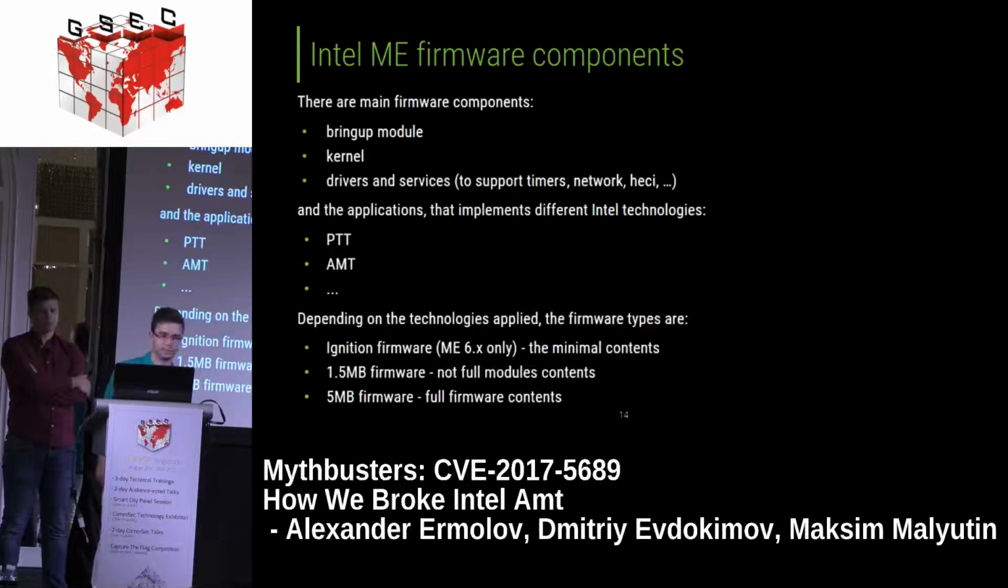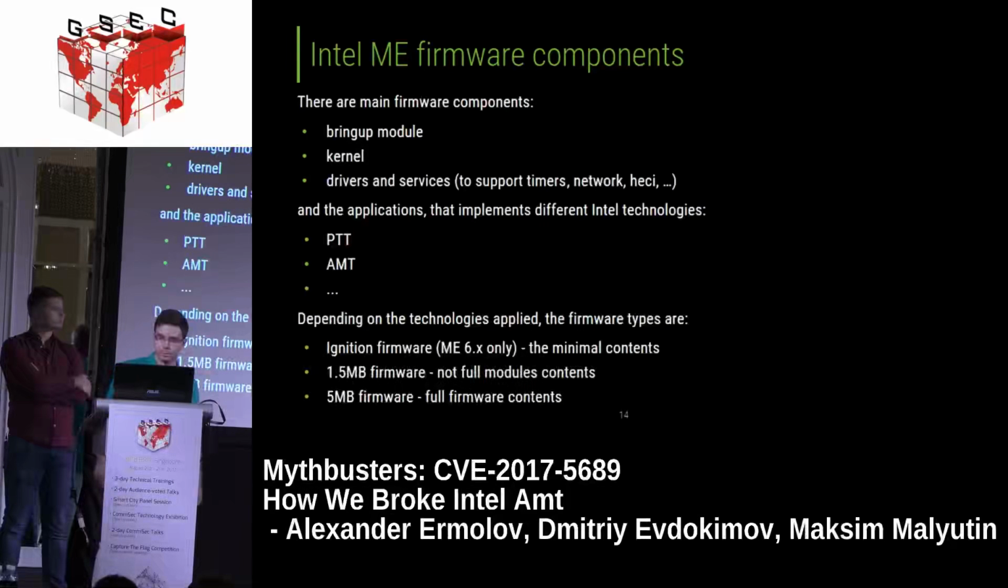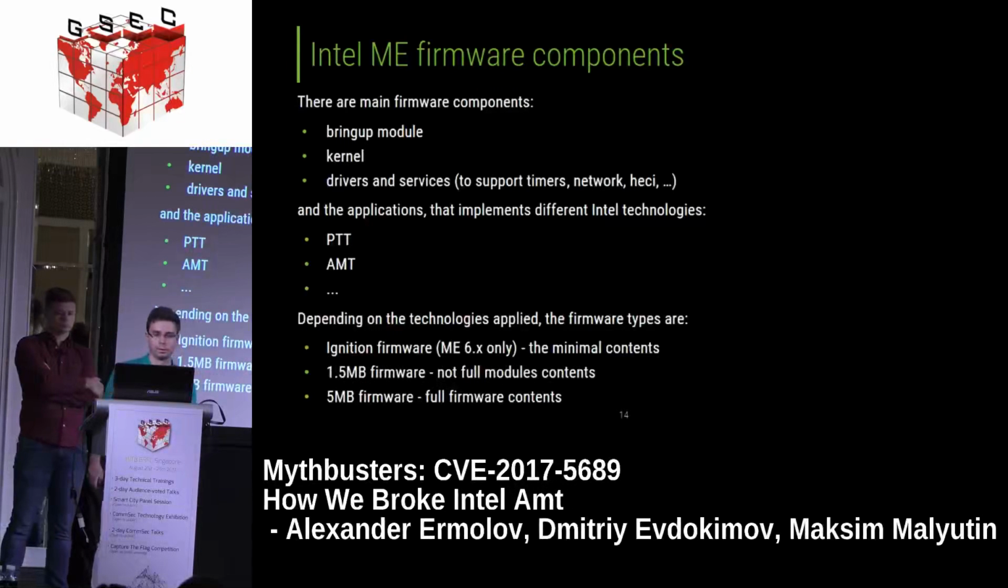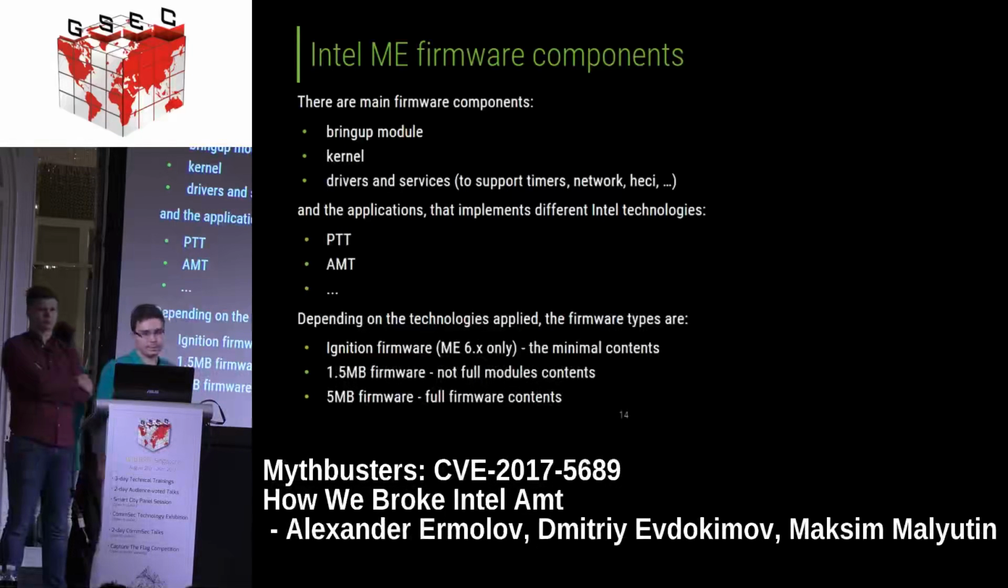of Intel ME firmware. Its code is divided into modules, and depending on the system, the code module list varies. However, there are basic modules such as bring up, the loader, and the kernel, some drivers and services, which are present in every firmware. There are also the application code modules that implement different Intel technologies. Basically, there are three firmware types.